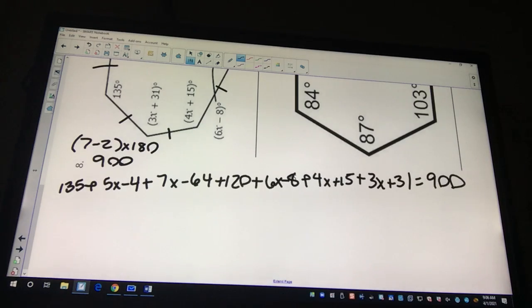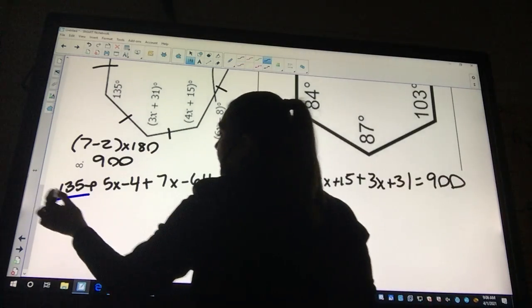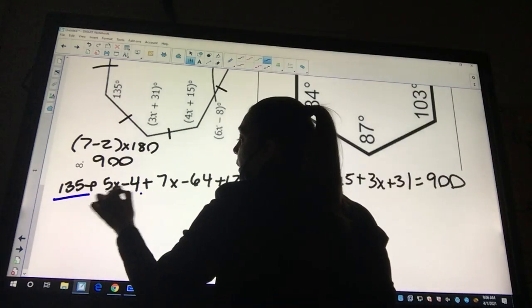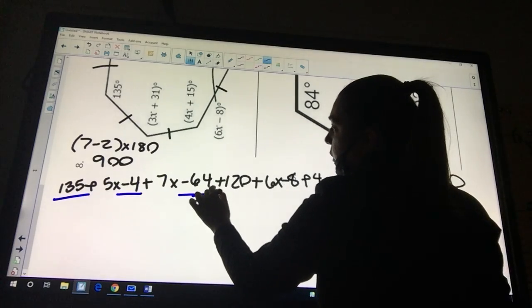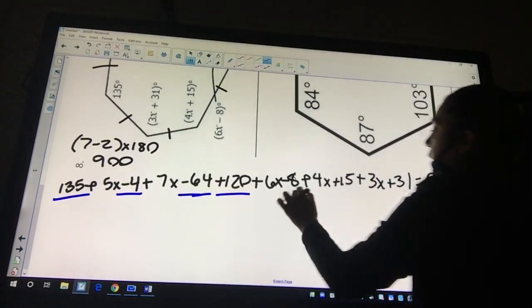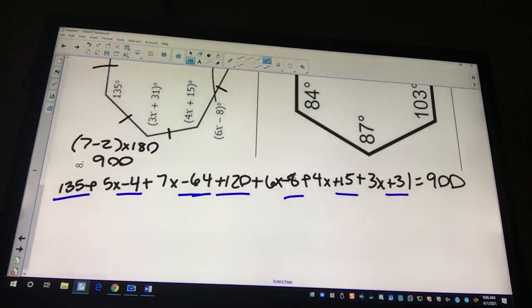Okay, go through and you can put all the x's together, anything with an x, and all the numbers together. On your calculator you can type 135 plus negative 4, plus negative 64, plus 120, minus 8. So I'm just going through here and putting everything with the blue together and doing that. I'm not doing it for you, you do it.